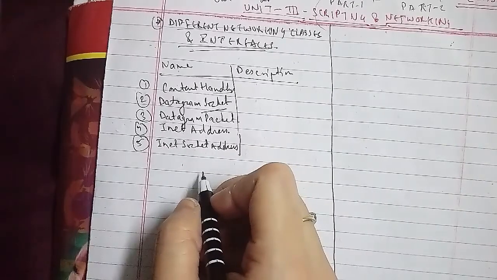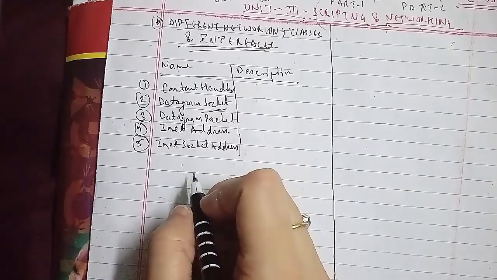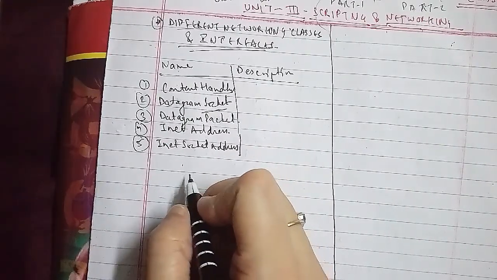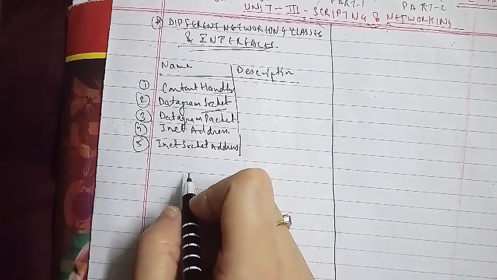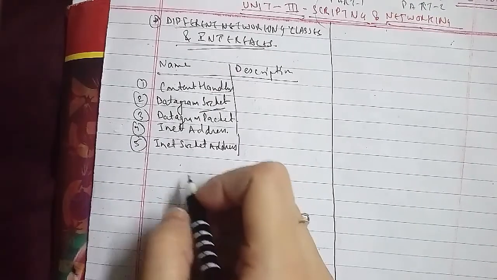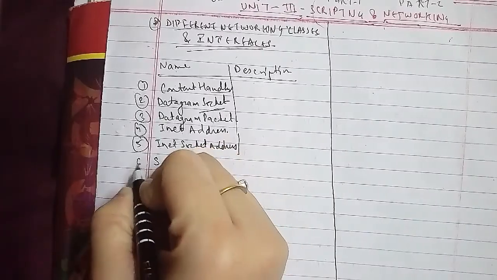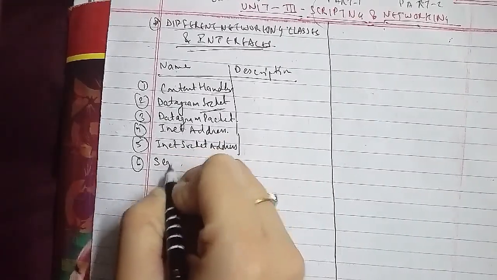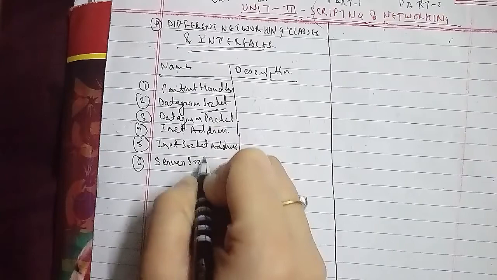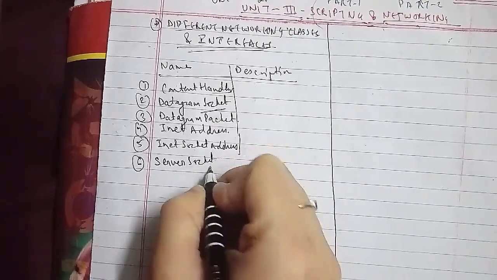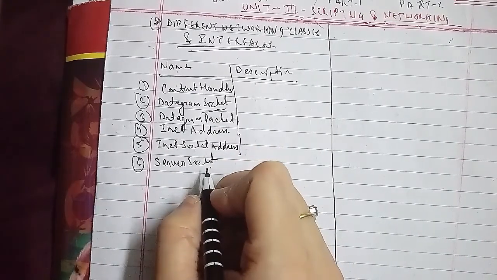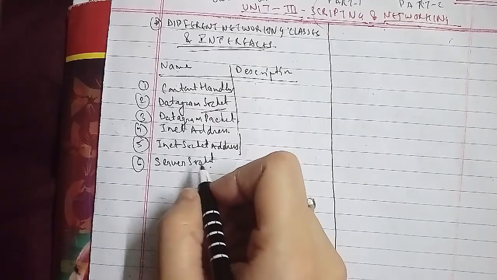Then next, the sixth one is ServerSocket. For implementing the server-side socket, this class is useful. And now we have Socket, which is the seventh one. For implementing the client-side socket, this class is useful.